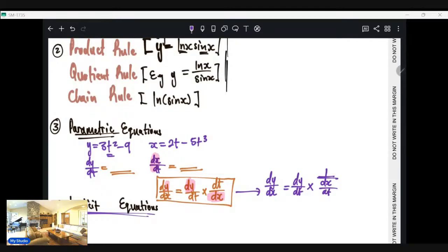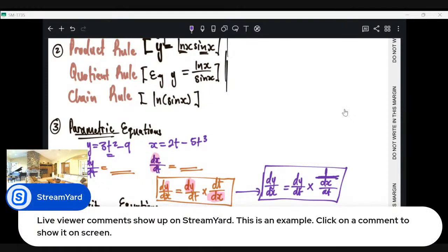So if dx/dt is 5, it will be now 1 over 5. If dx/dt is whatever, you just say 1 over that, then you multiply by dy/dt, you will get dy/dx. This is what you must know about parametric equations. Are we together? This is how you differentiate them. Parametric equations are equations that are not in terms of each other. Two equations used to represent one thing and they are not in terms of each other. So this is what you'll be having. Okay?